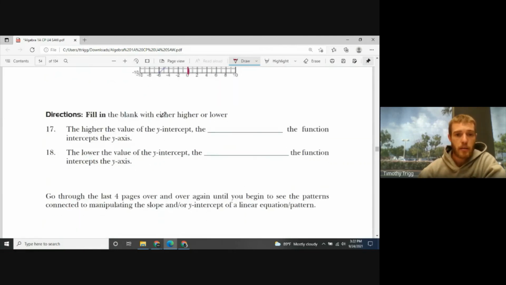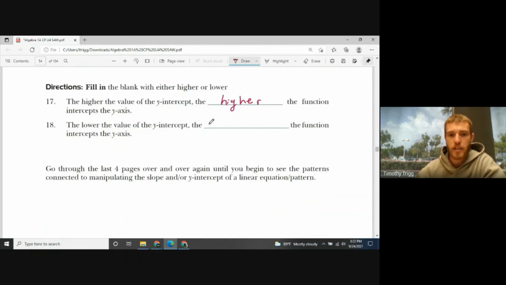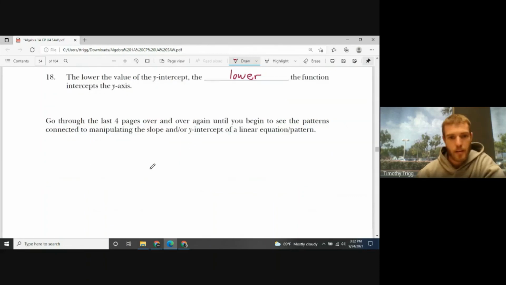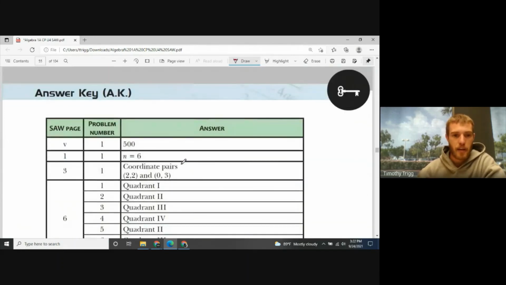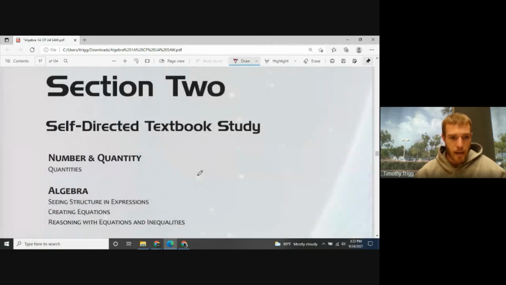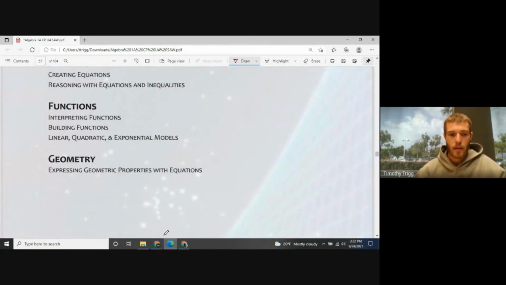So fill in the blank, it's either higher or lower. The higher the value of the y-intercept, the higher the function intercepts the y-axis. Well, obviously. Okay, the higher the y-intercept, the higher the y-intercept. Surprise, surprise. The lower the y-intercept, the lower the function intercepts the y. Okay, in other words, the lower the y-intercept, the lower the y-intercept. Okay. Ooh, are we done? We're done. Okay, great.